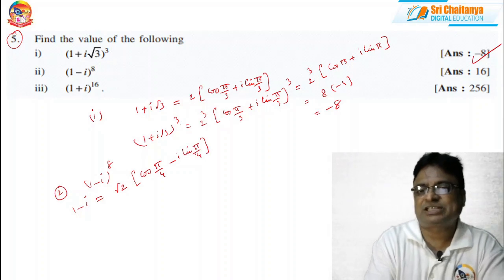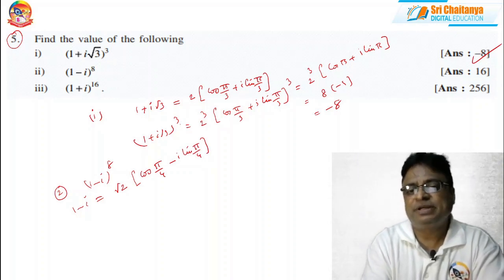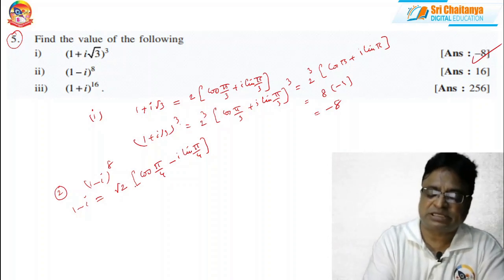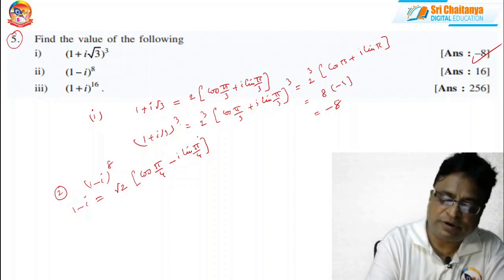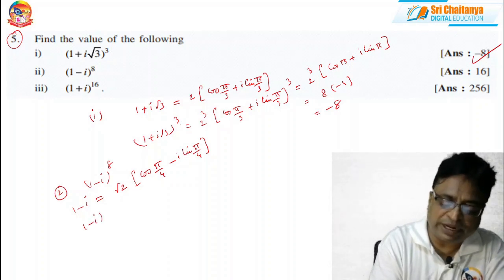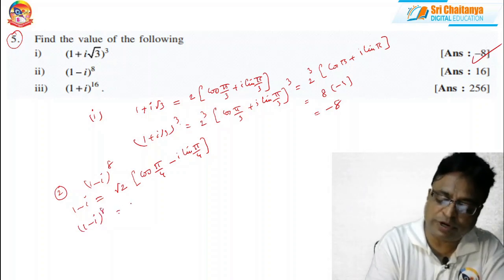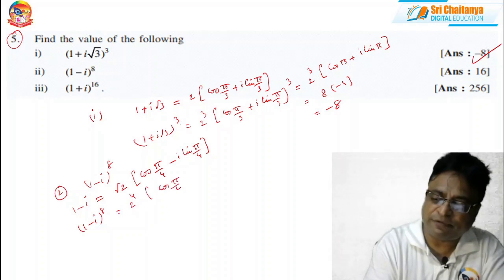Clear? Cos pi by 4 minus i sin pi by 4. If you simplify this, you can get the same answer. Minus cos of this is what polar form. So (1 minus i) whole power 8 is equal to (root 2) whole power 8. Root 2 whole power 8 means 2 power 4. This is (cos pi by 4 minus i sin pi by 4) whole power 8.